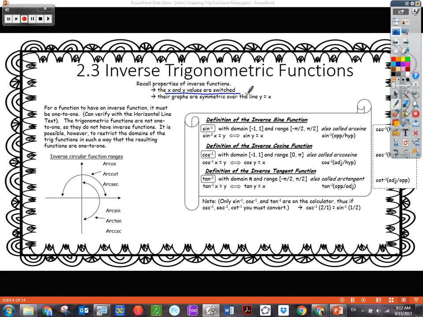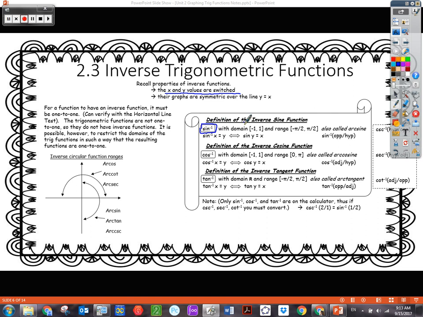You remember that? I bet for logs and stuff, you'd switch the x and the y and turn it into an exponential and so forth. So these are called the inverse trig functions. They are not the reciprocal trig functions. We've already talked about reciprocal trig functions.